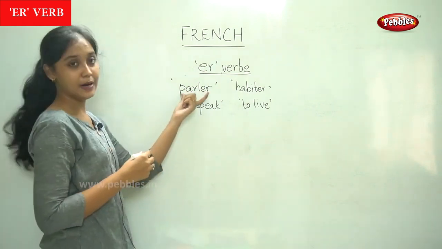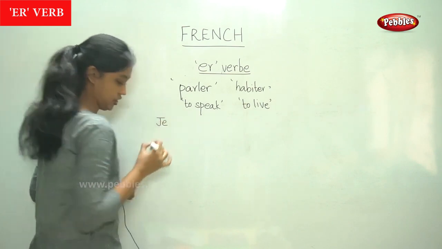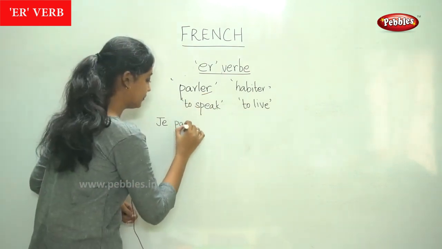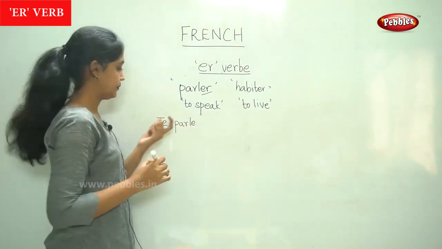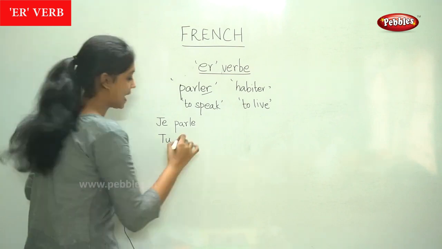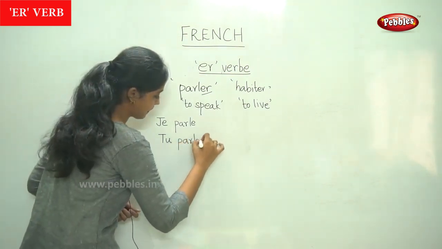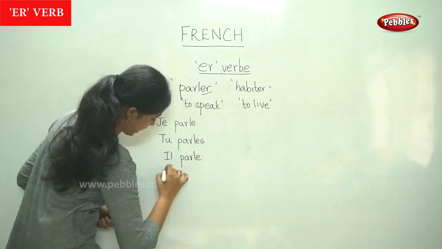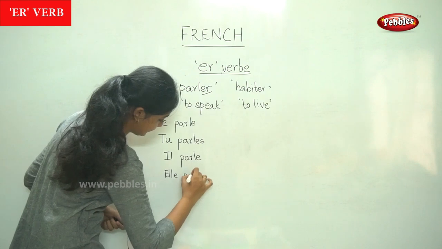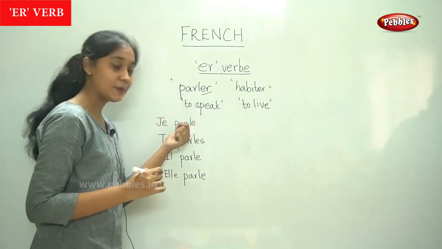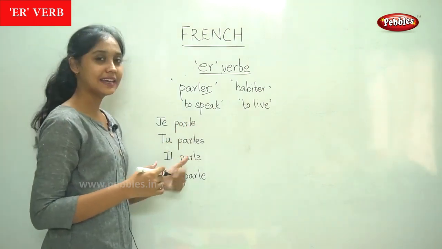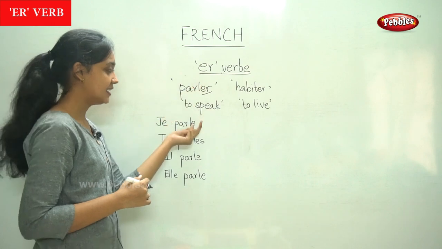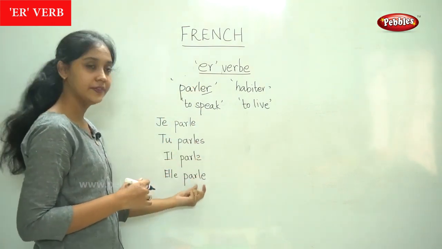First let us start with parler. The subject is je, and for an ER verb we remove ER and add E. Je parle. For tu we add ES. For il we add E, and for elle we add E. I hope you remember this. Even if you don't, this will be like a recap. So for an ER verb, we will remove ER from the infinitive and add E, ES, E, E.